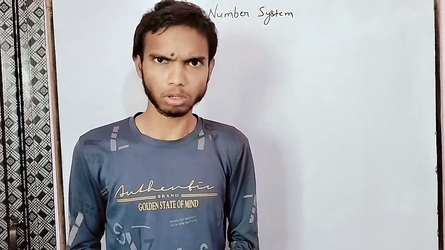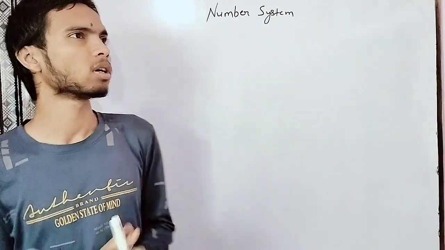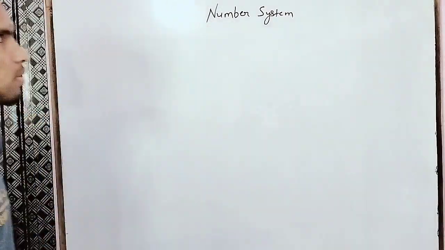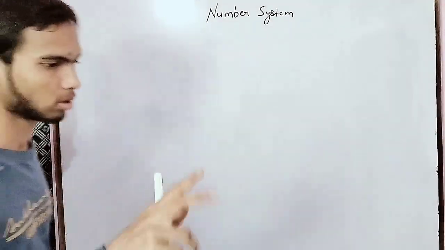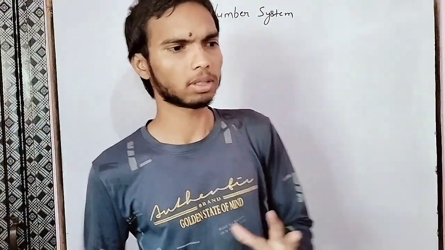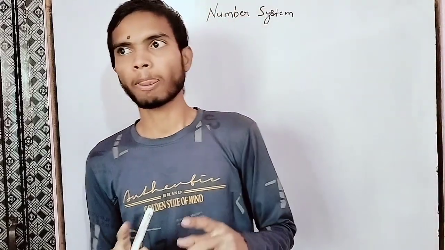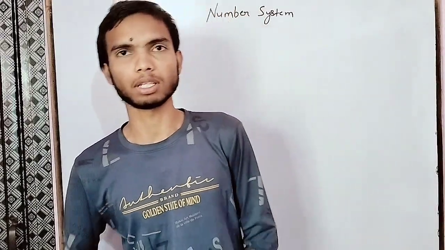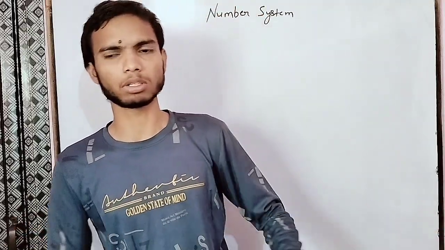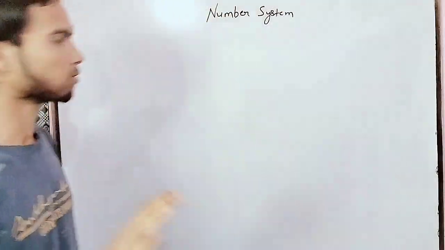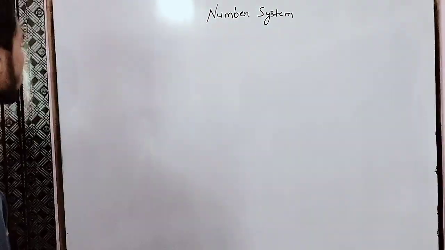Most of you are familiar with this number system. It starts with the real numbers. Then a rational number, and an irrational number. Then it goes on. Let's start from the starting.